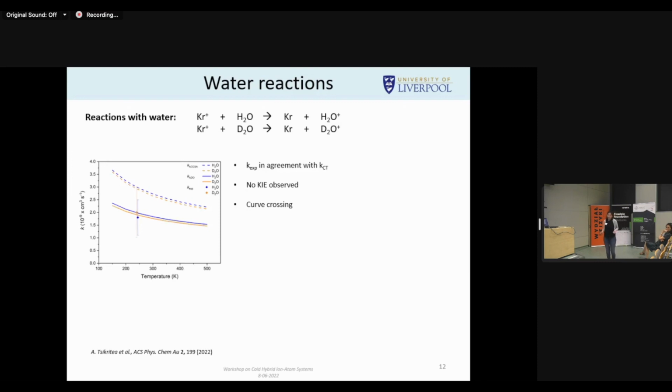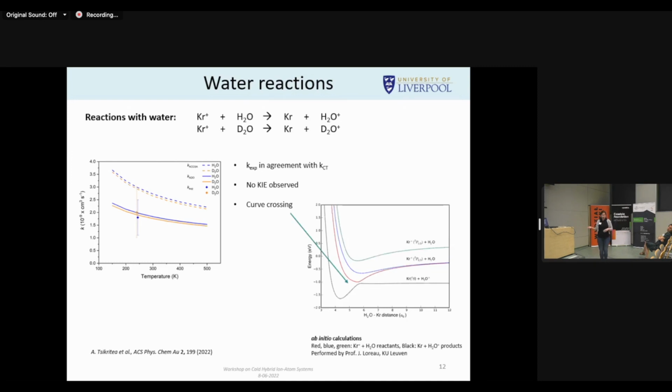In fact, we didn't see the same behavior. In this case, the experimentally calculated rate coefficients were in good agreement with the capture theory. And also, we didn't see any inverse kinetic isotope effect. We had the rates for the deuterated and hydrogenated molecule being very similar. Again, we asked our collaborators to help us with theory, and what we saw is that in this case, there is indeed a curve crossing between the reactant and product potential energy surfaces.